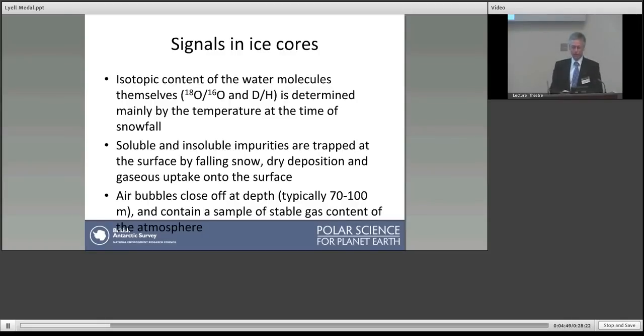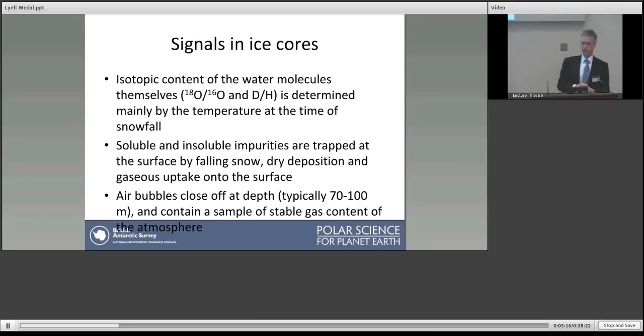Then there are all the soluble and insoluble impurities that are trapped at the surface by the falling snow, of which the simplest example to explain is the volcanic one. Every time sulfur dioxide goes into the stratosphere, you end up with sulfuric acid falling out all over the world, including in Antarctica, and you'll see an increase by a factor of several after a big eruption, like Tambora, for example. You'll see an increase by a factor of several in the sulfate content of the ice falling out on the surface.